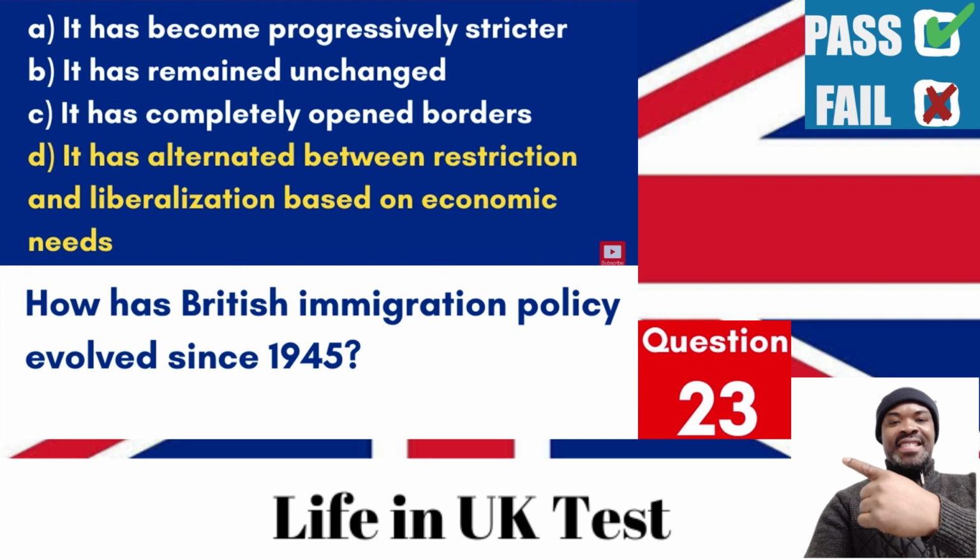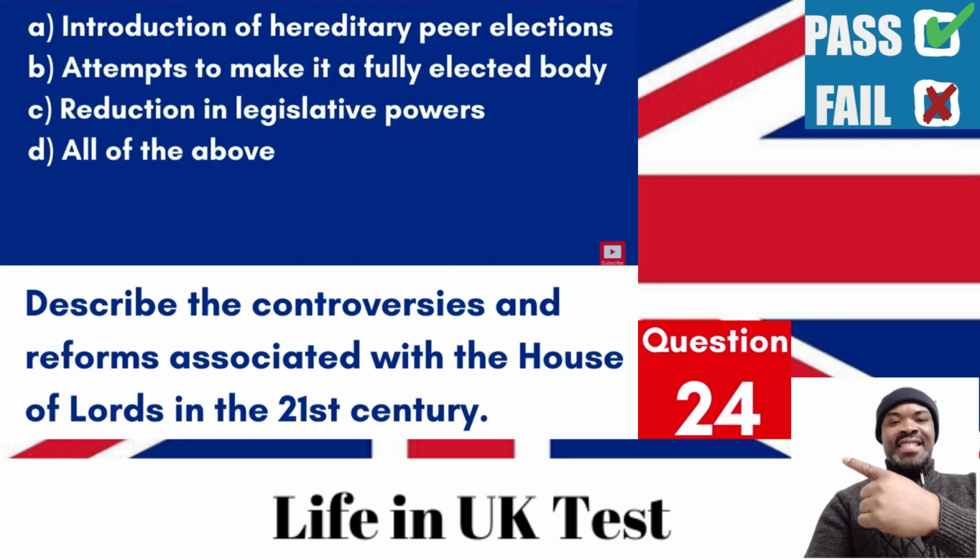Answer D. It has alternated between restriction and liberalization based on economic needs. British immigration policy has evolved significantly since 1945, often reflecting the country's economic conditions and political climate.